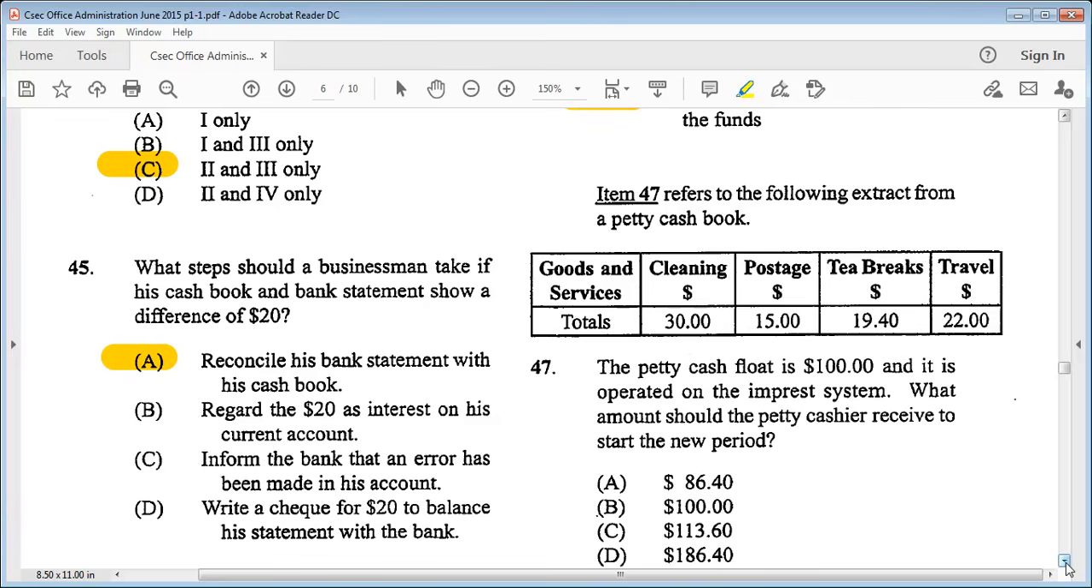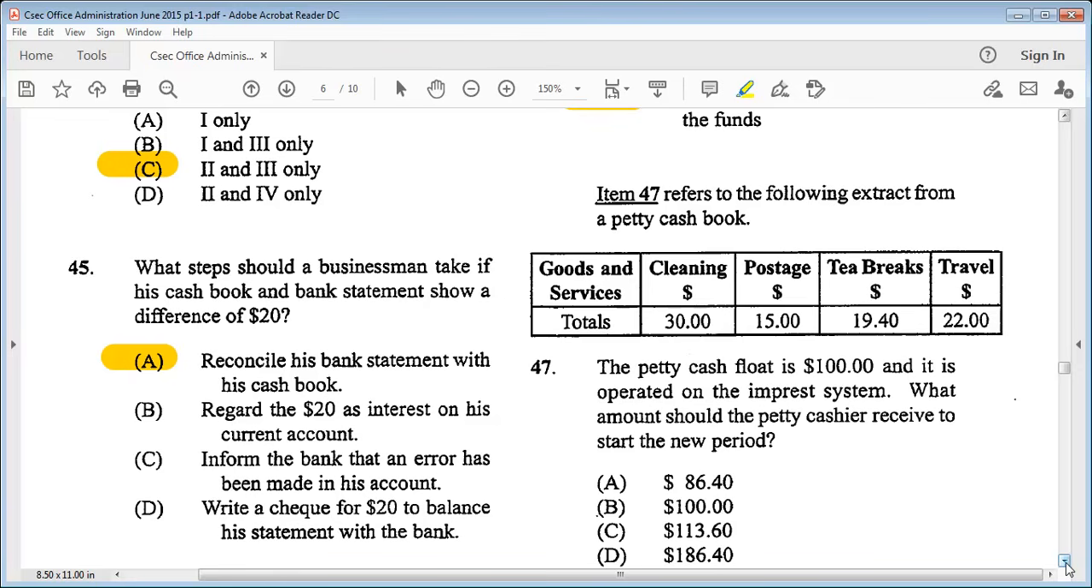So we got a float of $100. Now what we have to do in total, we have to add 30 plus 15 plus 19.40 plus 22. And we get $86.40. Now we have to deduct the $86.40 from $100. So we are left with $13.60 at the end of the period.